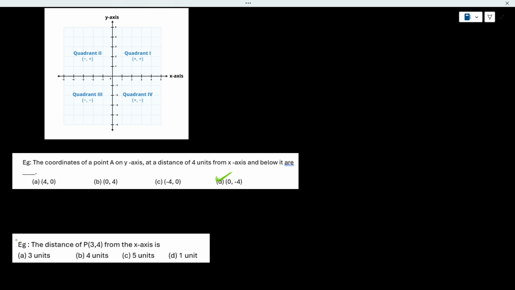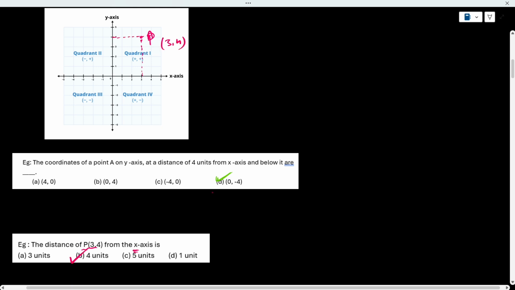Now what is given in this one here? The distance of point P 3 comma 4, the distance from x-axis, distance from x-axis is always your y coordinate. It's going to be 4 units, option B. So these are the basic type of question.